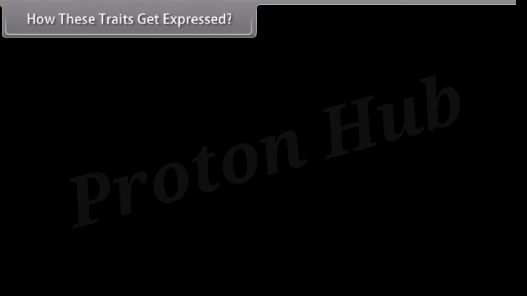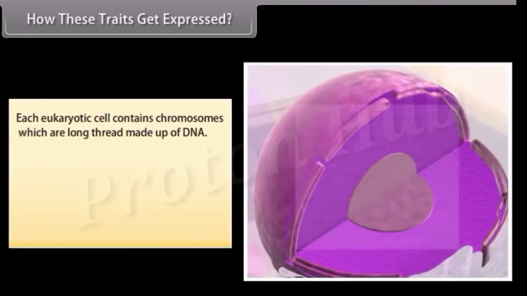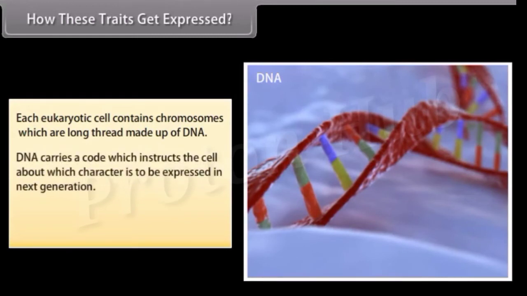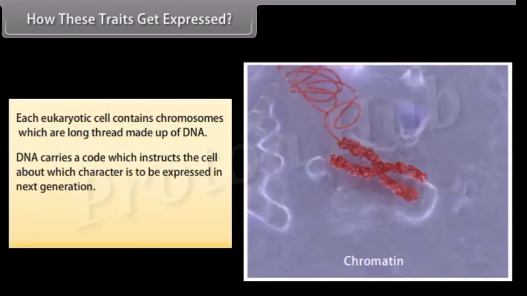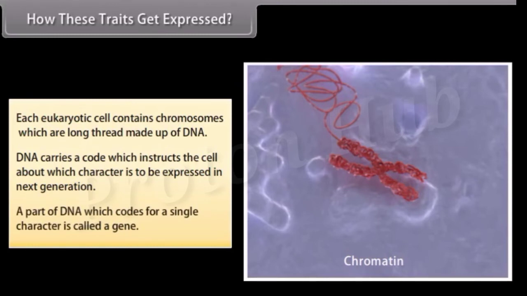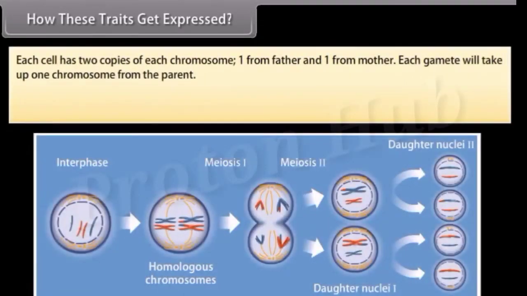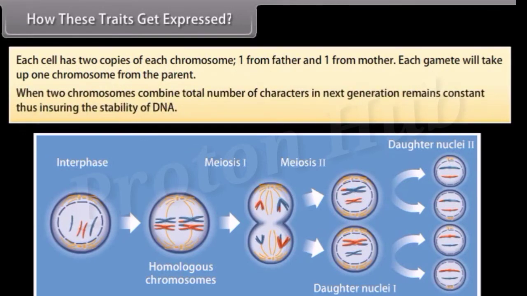How do these traits get expressed? Each eukaryotic cell contains chromosomes, which are long threads made up of DNA. DNA carries a code which instructs the cell about which character is to be expressed in the next generation. A part of DNA which codes for a single character is called a gene. Each cell has two copies of each chromosome, one from father and one from mother. Each gamete will take up one chromosome from the parent. When two gametes combine, the total number of characters in the next generation remains constant, thus ensuring the stability of DNA.